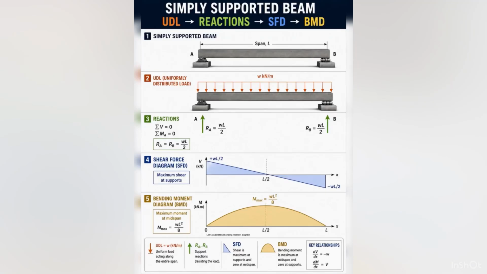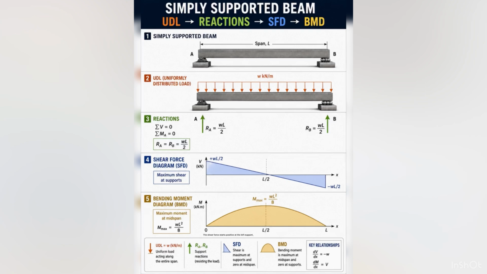Let's understand bending moment diagram. A simply supported beam with span L, supported at A and B. Now apply a uniformly distributed load, 12 kilonewtons per meter, across the entire span. Because the loading is symmetrical, the two supports share the load equally. RA equals RB equals WL/2.